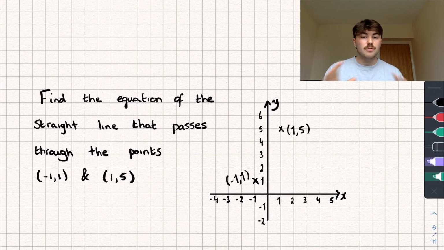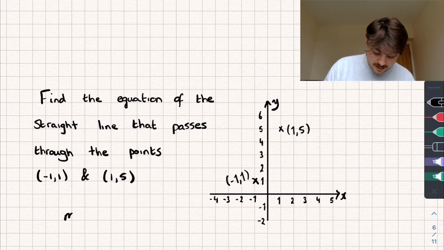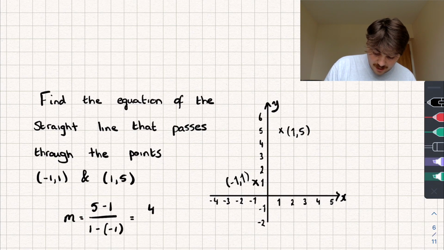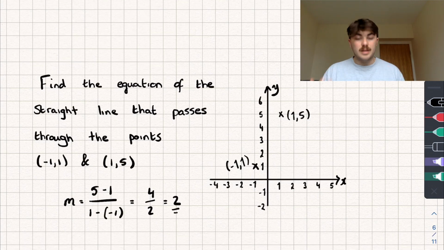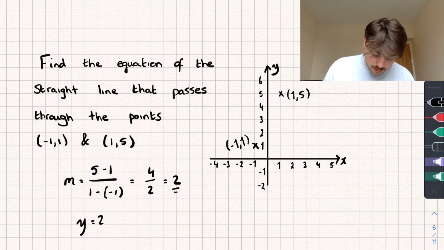And remember, that's just the difference in y divided by the difference in x. So the gradient m is going to be equal to the difference in y, so 5 subtract 1, divided by the difference in x, so 1 subtract negative 1. And so this is going to give us 4 over 2, which gives us 2. So now we have the gradient of this line equaling 2. So we've got y is equal to 2x plus c.